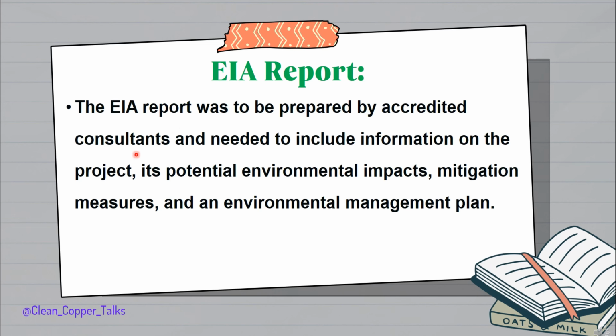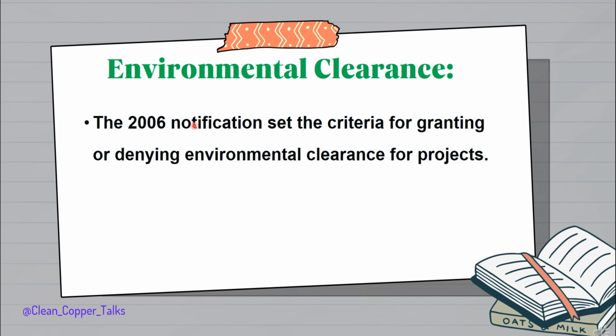Now, the EIA 2006 notification made it that the EIA report has to be prepared by accredited consultants and needed to include information on the project, its potential environmental impact, mitigation measures, and the environmental management plan. The 2006 notification set the criteria for granting or denying environmental clearance for the projects. It set some criteria based on which either a project is granted or denied environmental clearance.